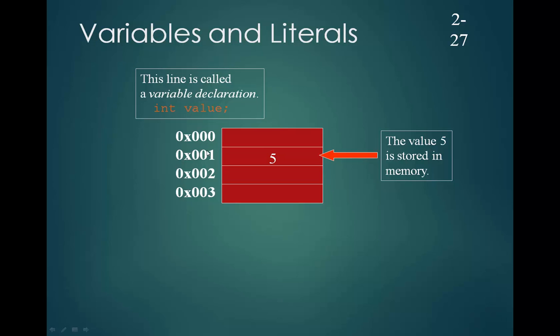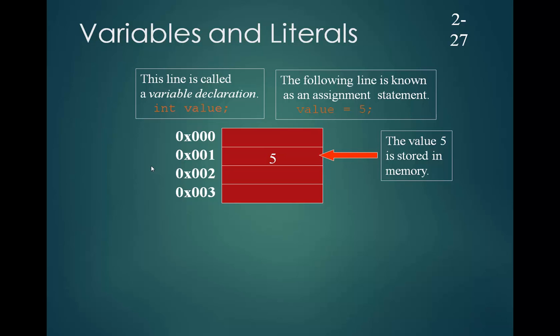Luckily, we don't have to ever even see this number. What we see is the word value, and value tells us to look in this location for the number that we stored there. There's the assignment that we imagine happens to put 5 in value.